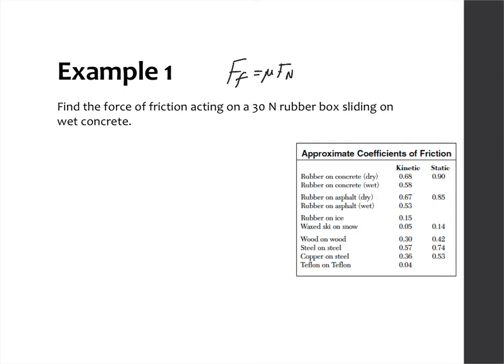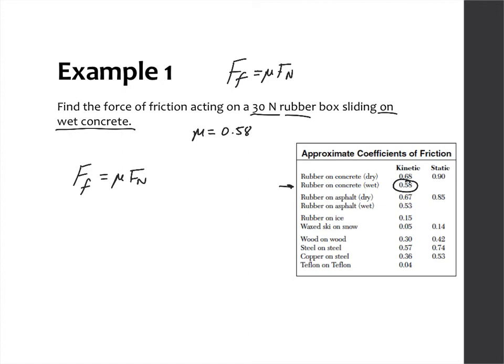So you have to find the force of friction acting on a 30 Newton rubber box sliding on wet concrete. So rubber on wet concrete. That means we need to look at our reference table, right here. So it's sliding already. That means we're using this guy, the kinetic coefficient of friction. Looking for F of F. We have the mu equals 0.58.